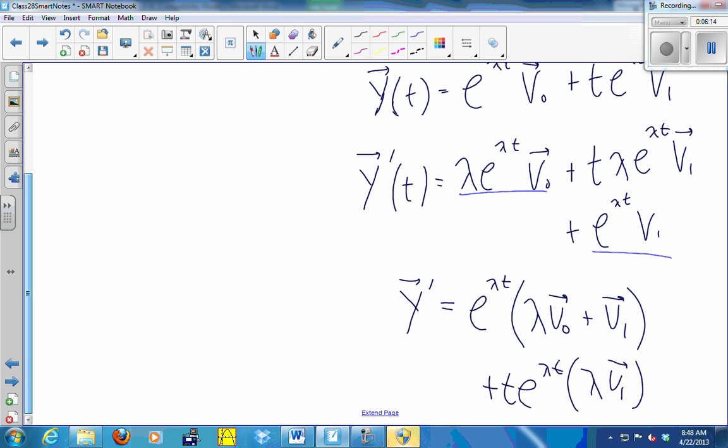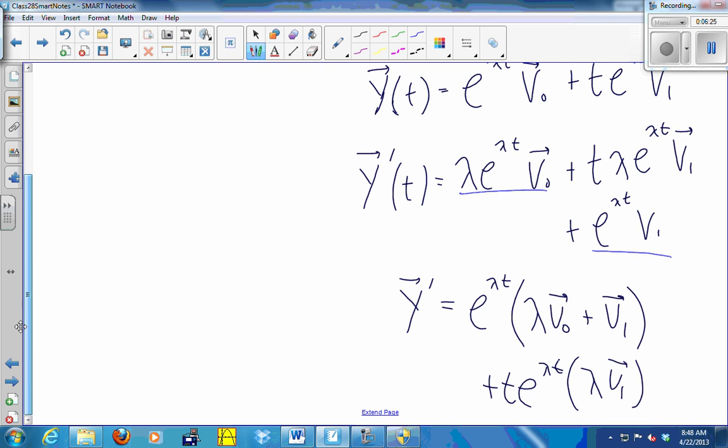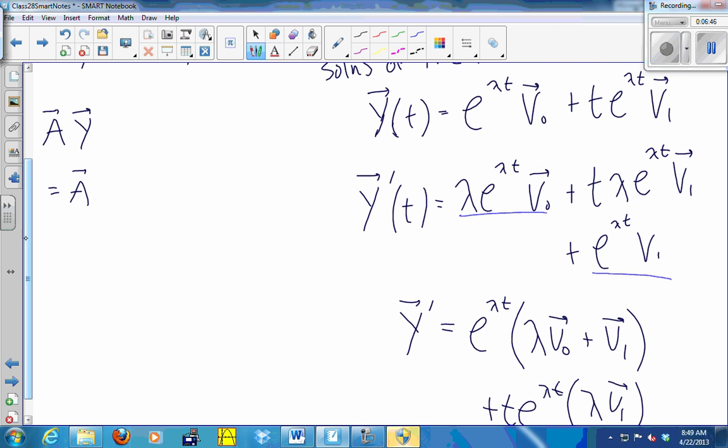All right, so there's my y prime, and I have to set that equal to A times y. So I have to write down A times y here. A is a matrix. y is this function here, e to the lambda t v naught plus t e to the lambda t v1.